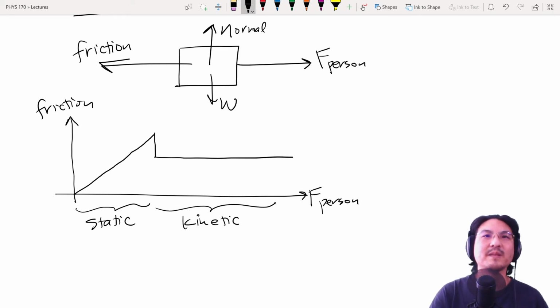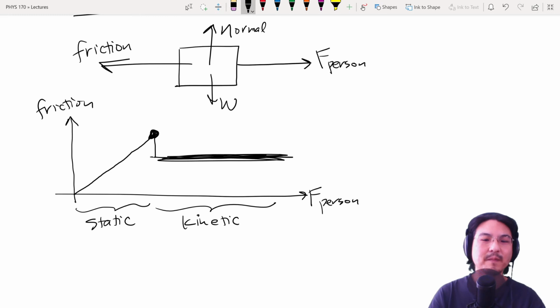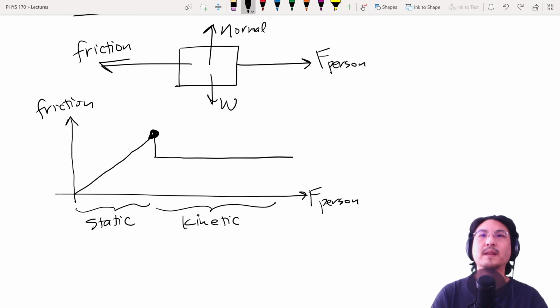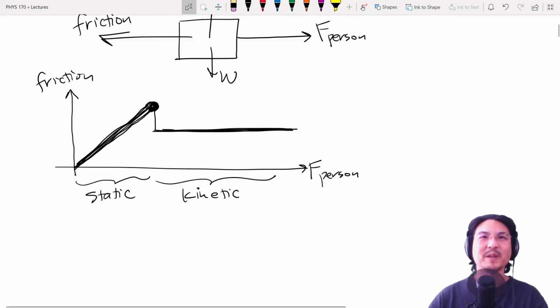See how in the static part, friction is on this axis, it actually can be higher than the kinetic friction. So kinetic friction is just this constant, but static friction is a range of values that maxes out somewhere over here. Okay, so let me write down what I said.